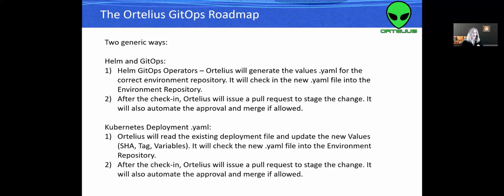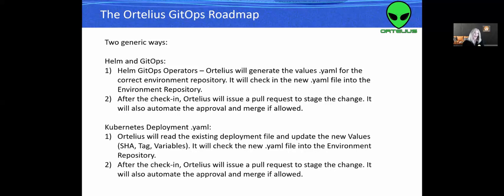The first way is Helm and GitOps. So if you have a Helm GitOps operator, what Ortelius will do is very similar to what it does today. It will generate the values for the YAML file for the correct environment, for checking into the environment repository. Once it's generated, it would automate the check-in of the new YAML file. After the check-in, Ortelius will issue a pull request to stage the change, and if allowed, it can automatically do the approval. Now, what that does is it replaces a human having to do all of those extra steps. We don't necessarily need a human to do it. We just need to get that information into Git. So we want to automate those steps.